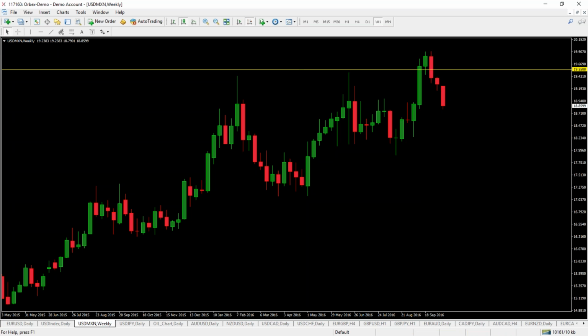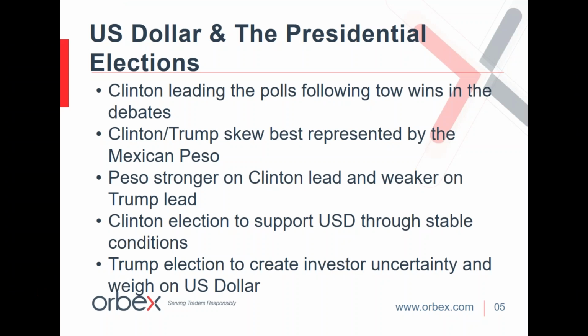So key for the direction of the US dollar over the first half of the final quarter is going to be the development of the US elections. If Clinton can continue to carve out a strong lead in the polls, then the US dollar is likely to remain supported, keeping the dollar-yen base at 100 intact.